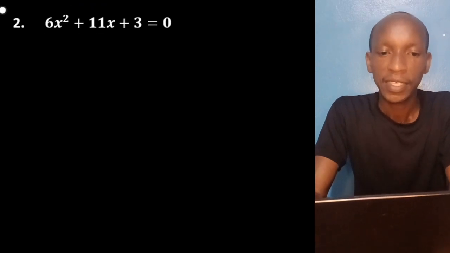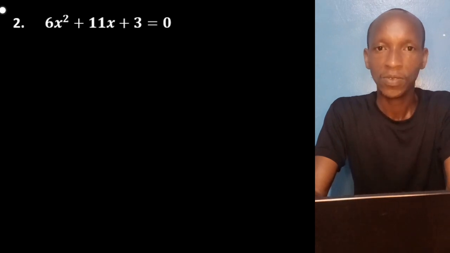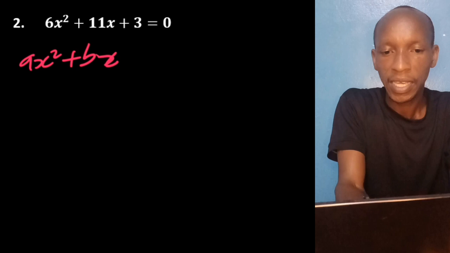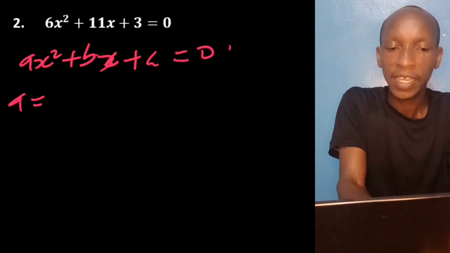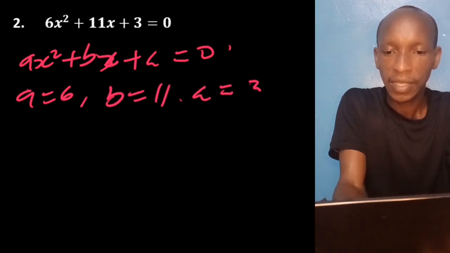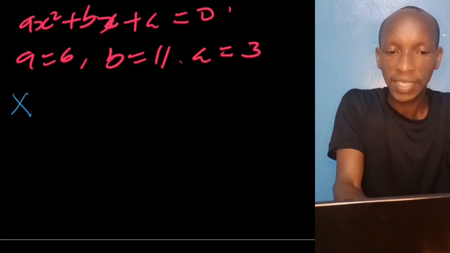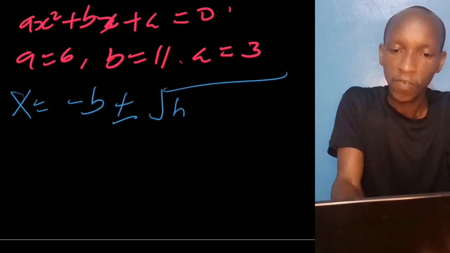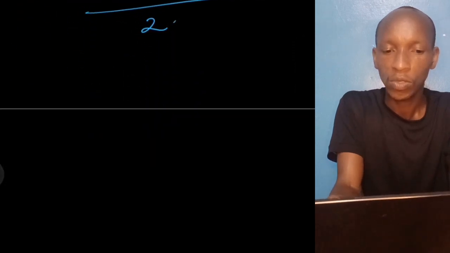Example 2: 6x squared plus 11x plus 3 is equal to 0. The format of a quadratic equation is ax squared plus bx plus c is equal to 0. So in this case, your a is 6, b is 11, and c is 3. So we replace in the quadratic formula. The quadratic formula is x is equal to -b plus or minus the square root of b squared minus 4ac, everything divided by 2a. So replace.